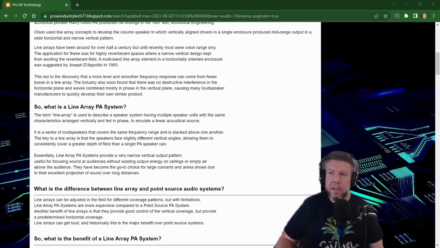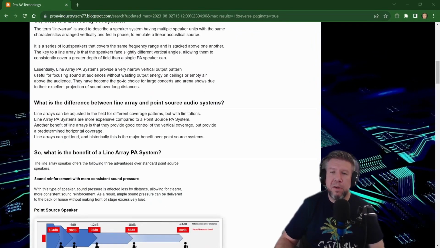The key to a line array is that the speakers face slightly different vertical angles, allowing them to consistently cover a greater depth of field than a single PA speaker can. Essentially, a line array PA system provides a very narrow vertical output pattern useful for focusing sound at audiences without wasting output energy on ceilings or empty air above the audience. They have become the go-to choice for large concerts and arena shows due to the excellent projection of sound over long distances. Okay, hope that explains it. But feel free to go read through it. It's there for you to read on the actual blog.